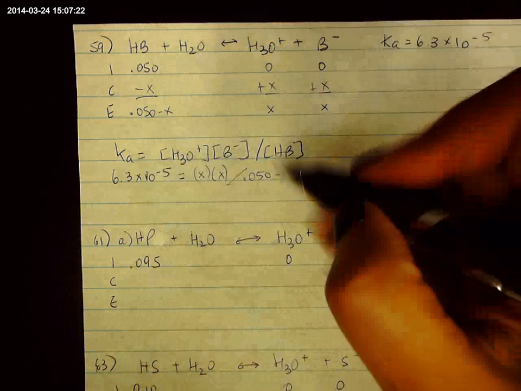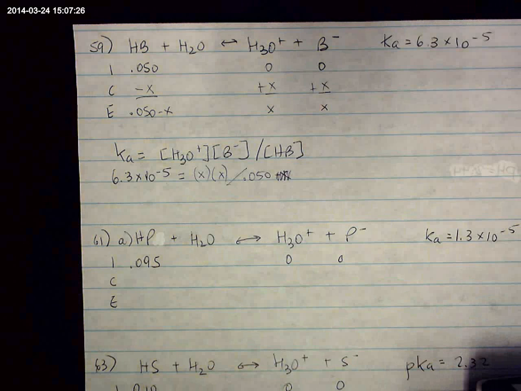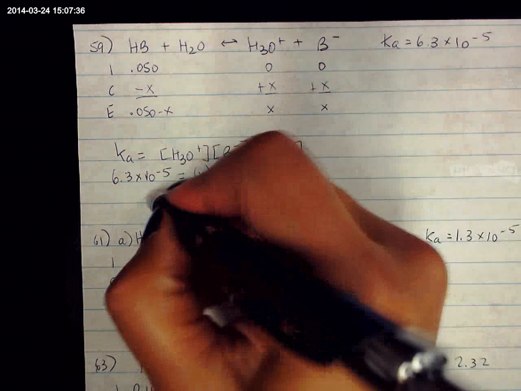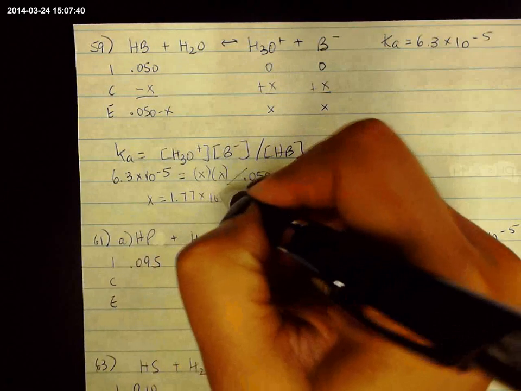Okay, but so I'm going to start off by ignoring this x contribution in the denominator. So let's see, 6.3 times 10 to the negative fifth times 0.05, and then I take the square root of that. So what I get for x is 1.77 times 10 to the negative third.